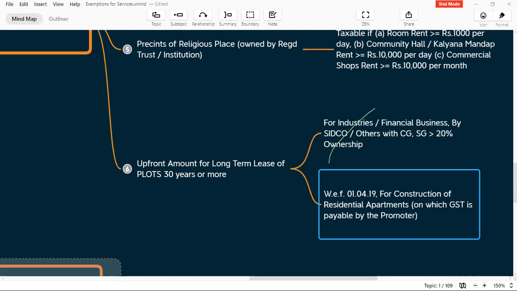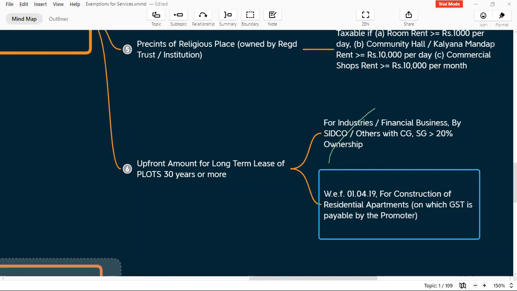What about the landowner? The landowner will normally sell the land with no GST. In some cases, to avoid certain legal complications, instead of selling the land, the landowner will give the land on a lease of more than 30 years. Normally they will say a 99-year lease. In fact, in earlier days in Tamil Nadu, in India itself, they used to say that as long as the sun and moon exist, this property is given to you. That's how they worded it in earlier times for lease.